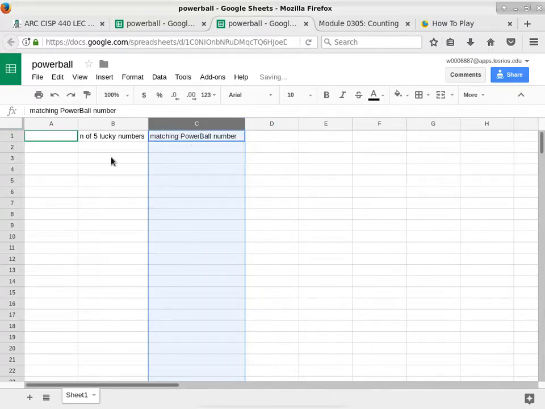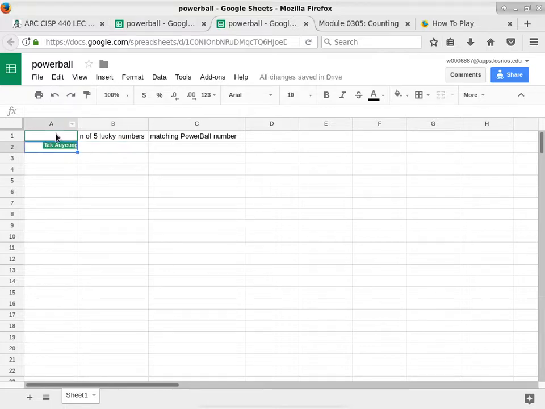And what we're going to list here, this part is n. All right, so we'll deal with the jackpot first. The jackpot means n is 5. I want to match 5 out of 5 lucky numbers, and we also want to match the Powerball number. The question is, how many tickets are like that?